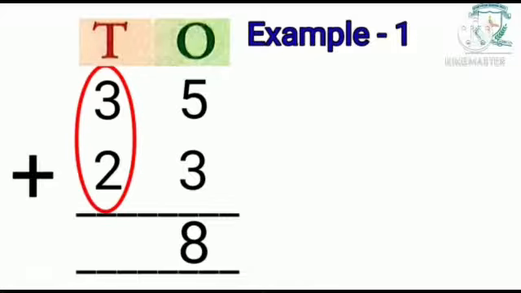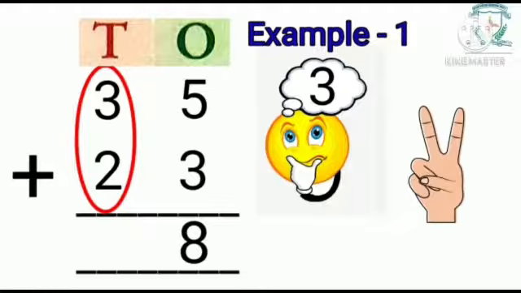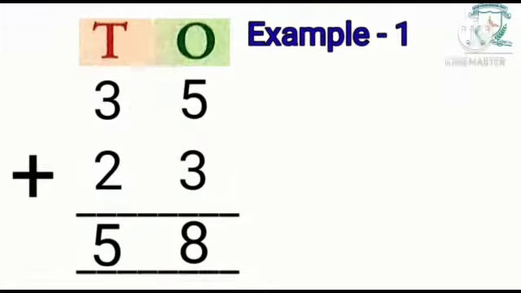Now we add the digits in the tens place. We add as 3 in the mind and 2 fingers up. After 3 comes 4 and 5. We write 5 in the tens place. So the answer is 35 plus 23 is equal to 58.